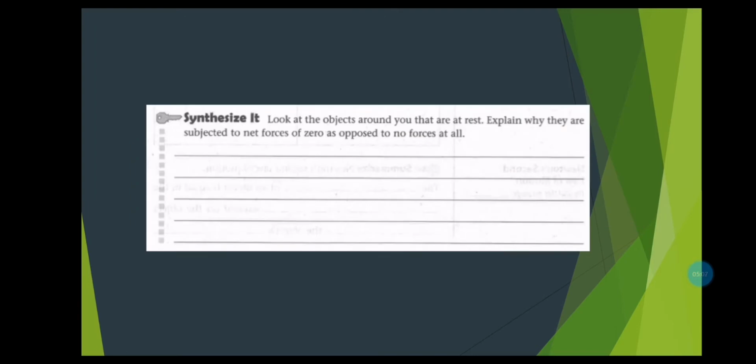Synthesize everything you have learned. Look at the objects around you that are at rest. Explain why they are subjected to net forces of 0 as opposed to no forces at all. This is a free answer. You can use your own words as long as they are scientific.